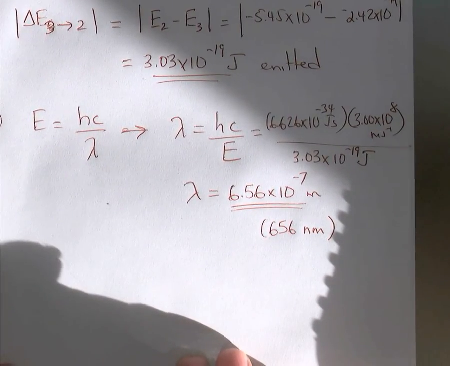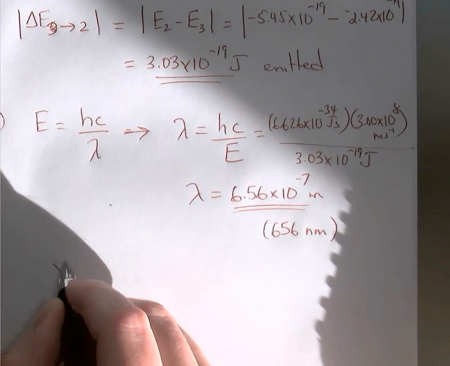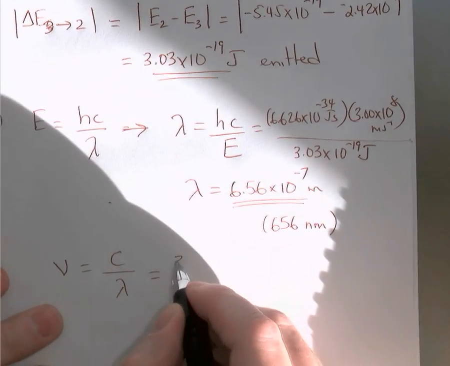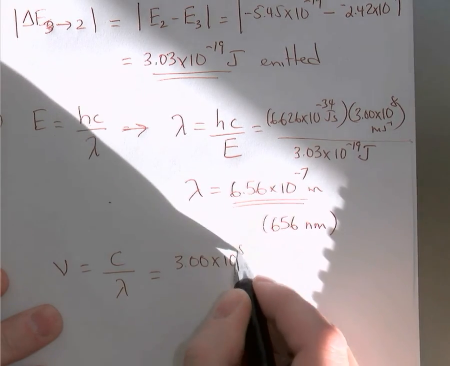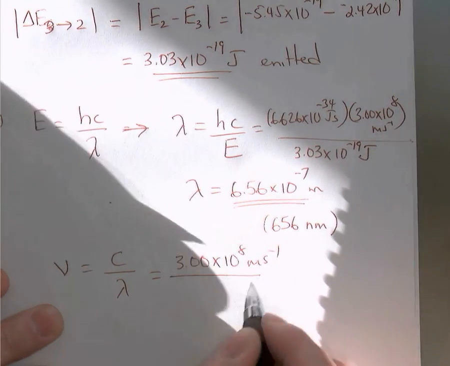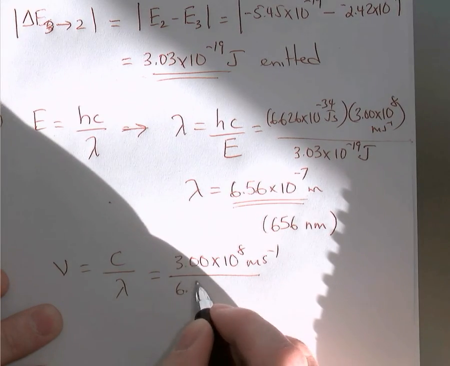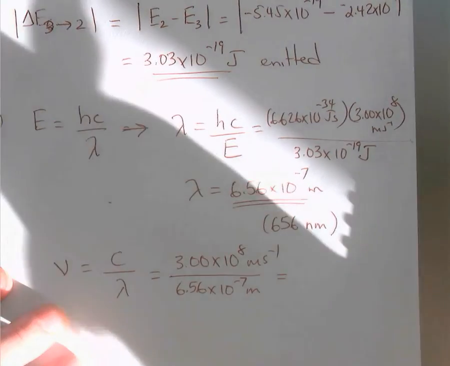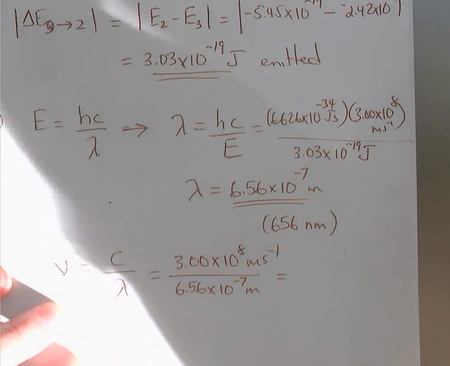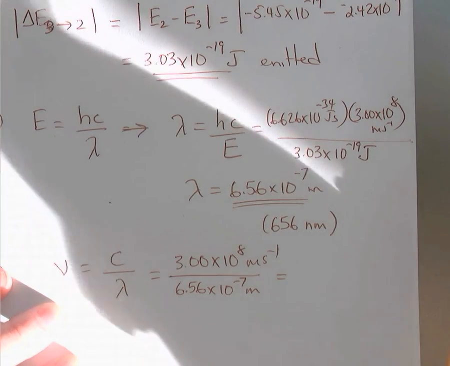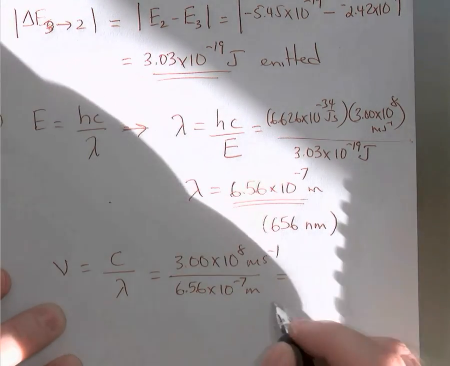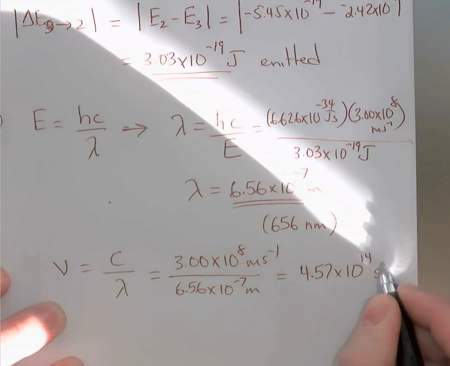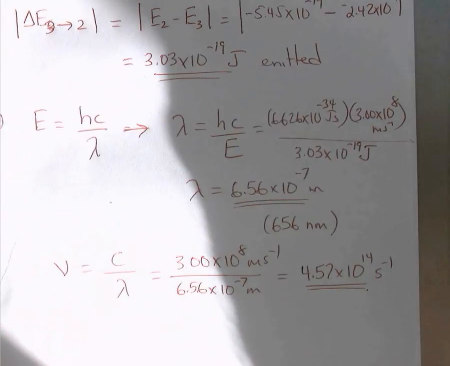And then the frequency, we'll just rearrange: c over lambda equals 3.00 times 10 to the 8 meters per second divided by the wavelength, 6.56 times 10 to the minus 7 meters, and we get 4.57 times 10 to the 14 per second as our frequency.